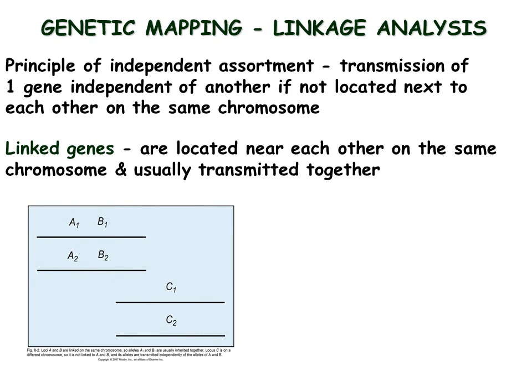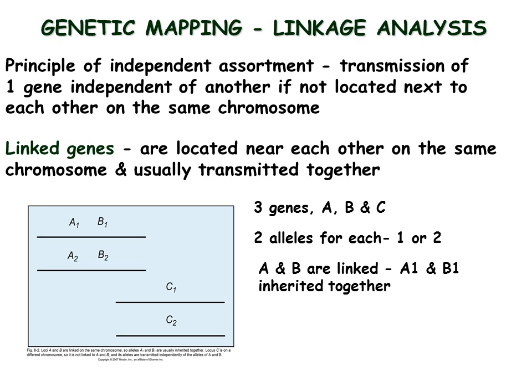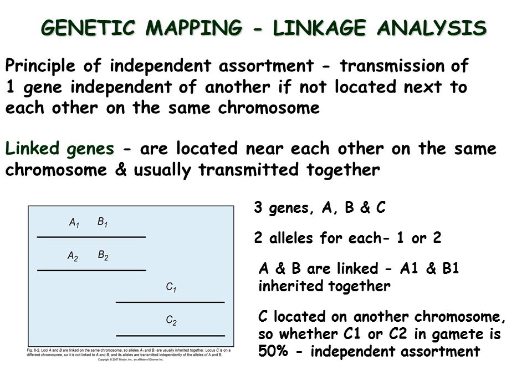So you can see this on the lower left over here. We've got A and B linked, and C being independent of those two. So we've got the 3 genes A, B, and C, 2 alleles for each, 1 or 2. And as I've already said, A and B are linked and therefore inherited together, and C is on another chromosome, so whether C1 or C2 is in the gamete is a 50% independent assortment from A and B.